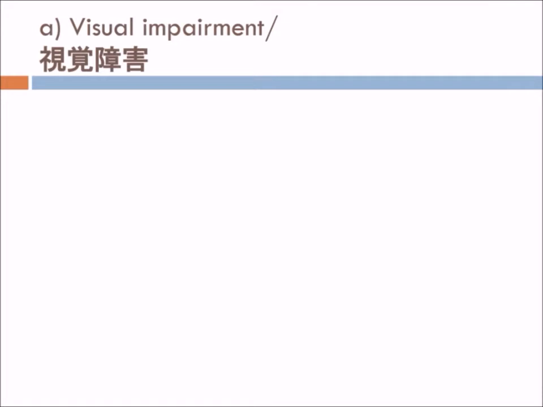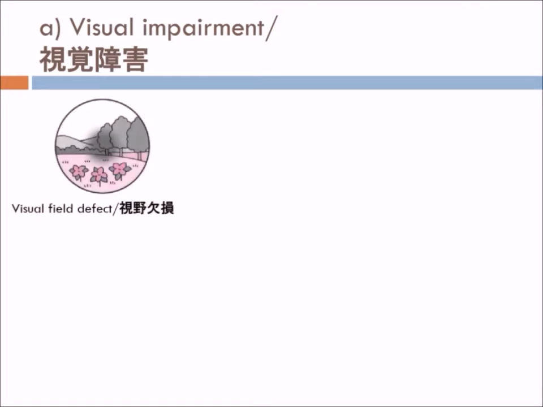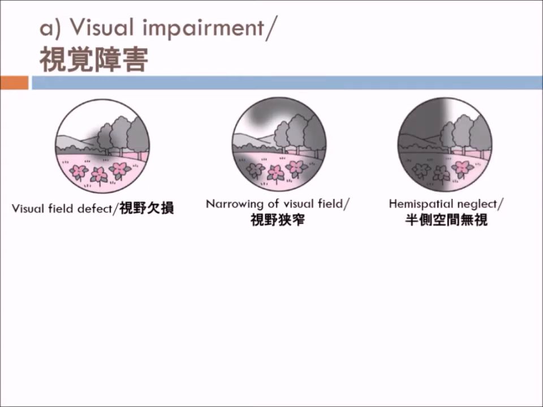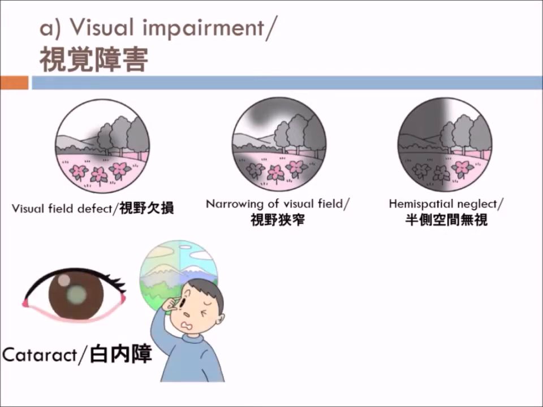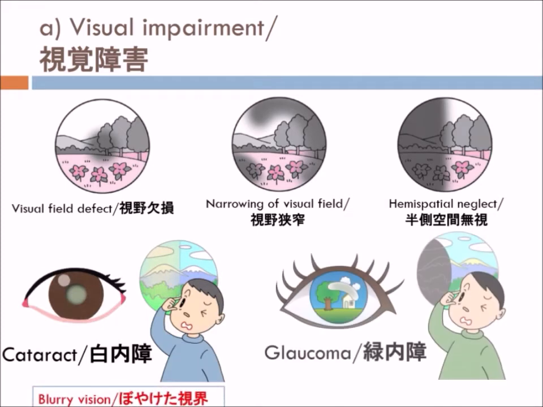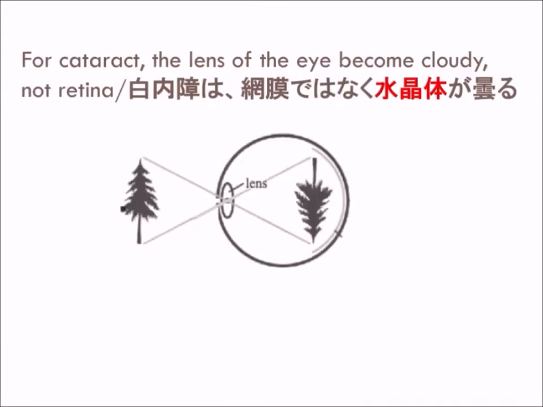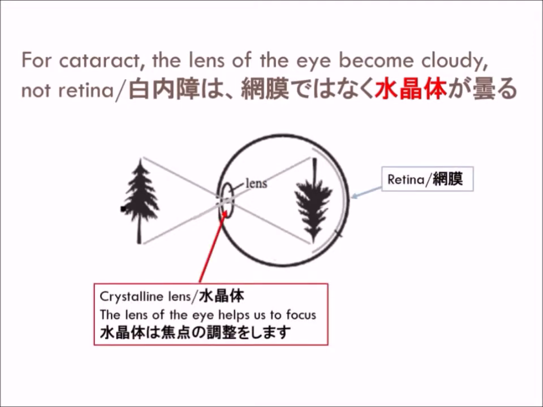Symptoms of visual impairment are visual field defect, narrowing of visual field, hemispatial neglect. Typical eye diseases are cataract and glaucoma. Cataract is to cause blurry vision. Glaucoma is to cause lack of vision field. For cataract, the lens of the eyes become cloudy, not retina.